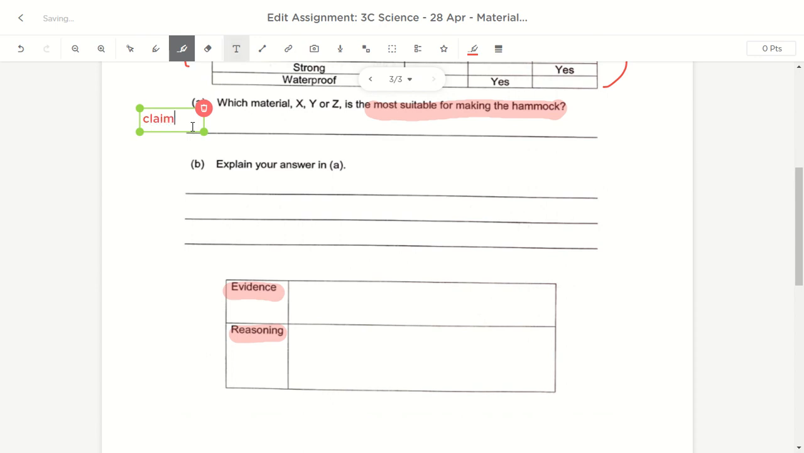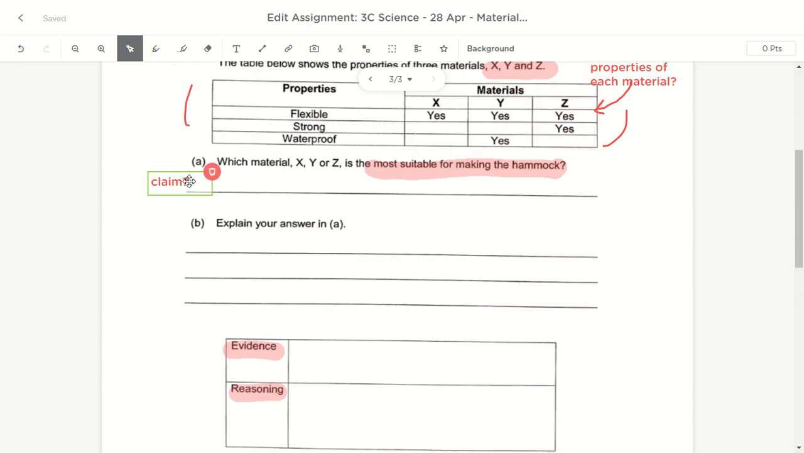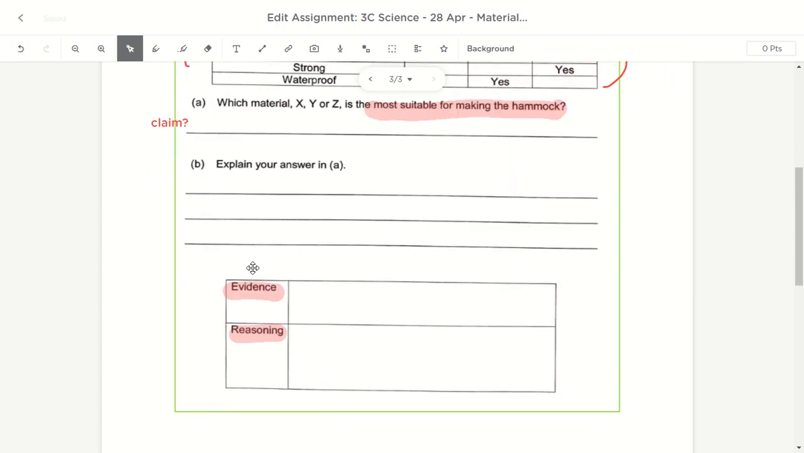So part A will be the claim. Is it X, Y, or Z that is the most suitable? There might not be a perfect material, but definitely there's a suitable material. And then explain using evidence and reasoning. You can write the evidence here, the reasoning here, and then reconstruct the sentence over on the lines.